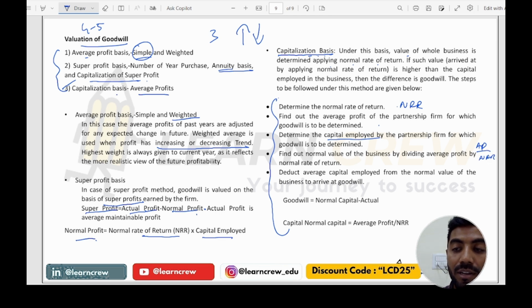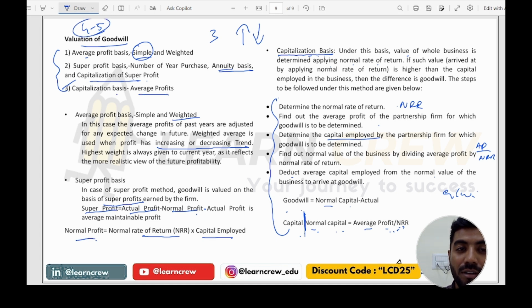Okay. So whatever value we get, deduct the actual capital employed from the normal value of the business to arrive at goodwill. So goodwill is equal to normal capital minus actual capital. Normal capital is nothing but average profit divided by the normal rate of return. Okay, so these are the three things which you need to remember.